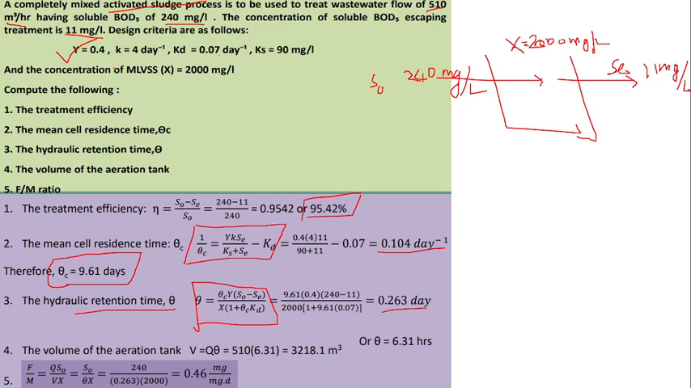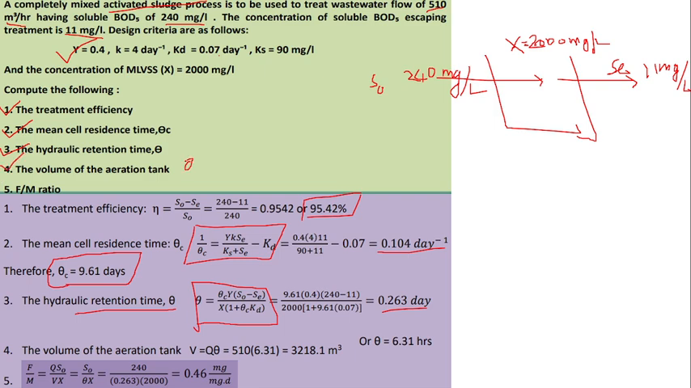Now you need to find the volume of the tank. So we have found the treatment efficiency with the help of initial and final BOD, the mean cell residence time using the biokinetic parameters, and the hydraulic retention time also using the biokinetic parameters. And now the volume of the tank is obtained by a simple equation.